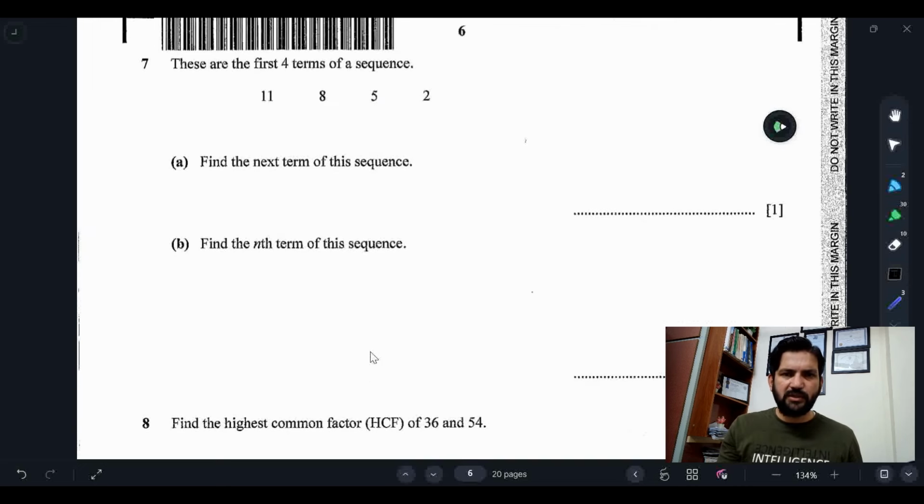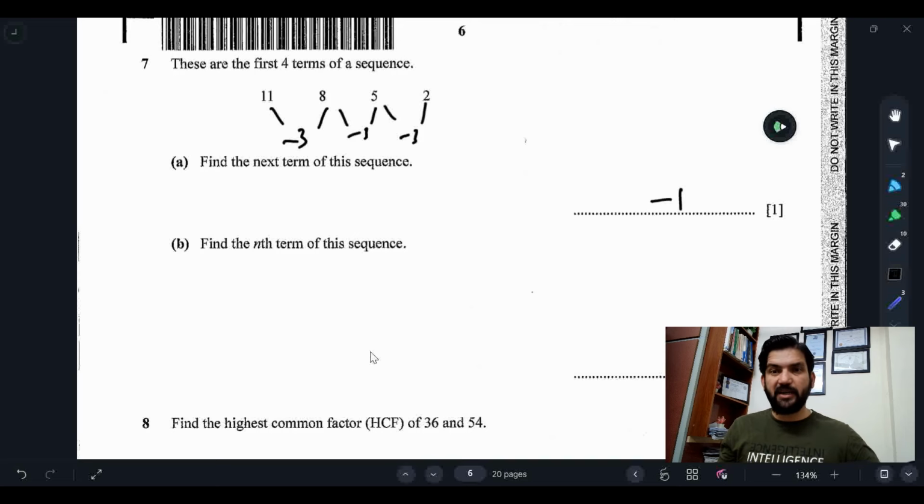The first 4 terms of a sequence are 11, 8, 5 and 2. Now we have to find the next term. First of all, find the difference. The difference is minus 3. Be very careful about the negative number. This will be the negative difference, because usually we ignore the negative sign.